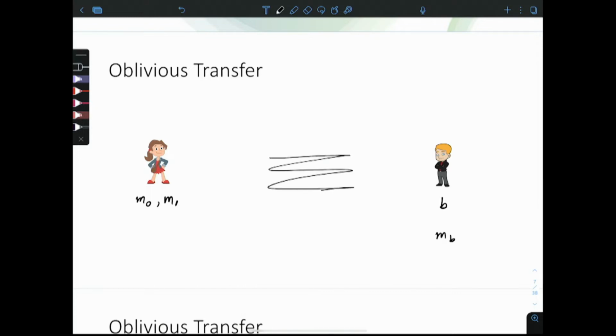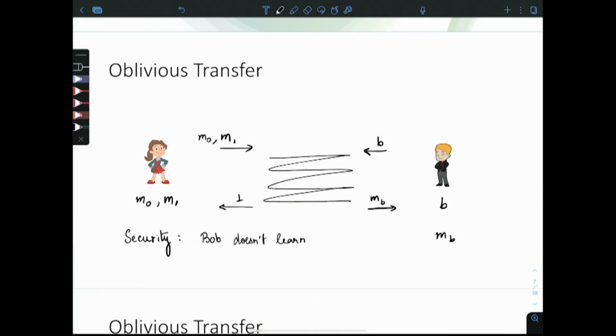Alice and Bob interact with each other. Bob sends input b into this interactive protocol. Alice sends inputs m0, m1. And at the end, Bob is supposed to recover m_b. Alice doesn't really recover anything, so we'll just denote this by bottom. And the security property at a super high level is that Bob doesn't learn m_{1-b}, which is the other message that he did not choose to get, and Alice doesn't know which of the two messages Bob learned.